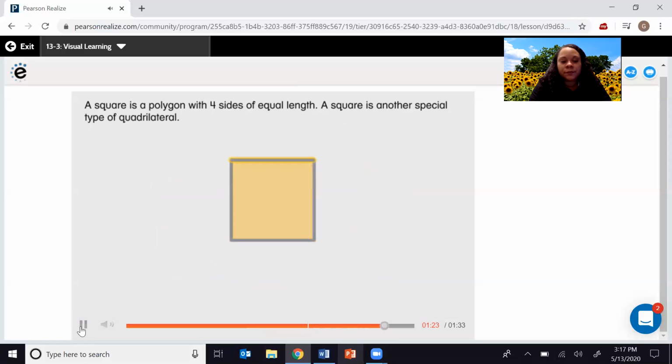A square is another special type of quadrilateral. So not all quadrilaterals will have equal sides. The only one that really has all equal sides is the square. So a rhombus is a quadrilateral because it has 4 sides, angles, and corners. So not all will have that.